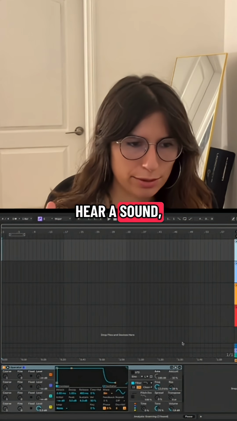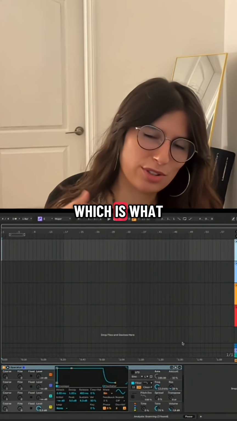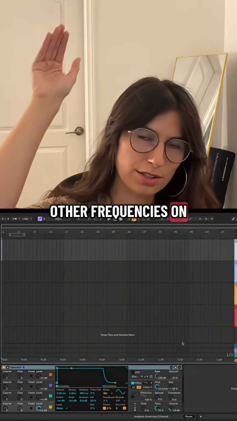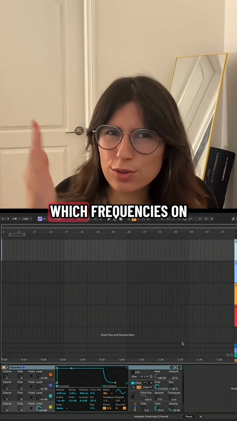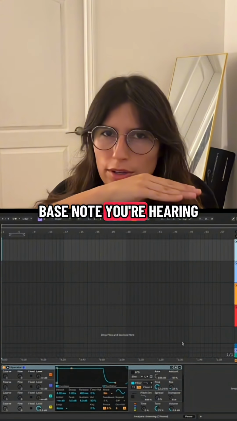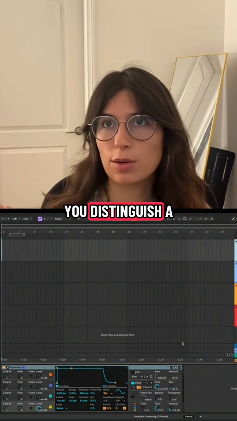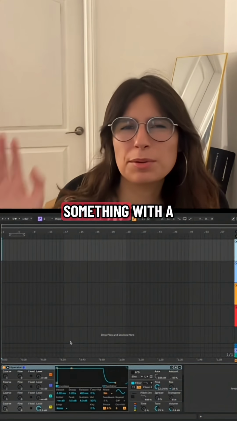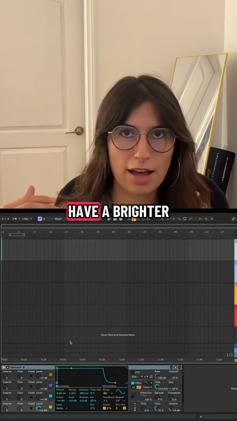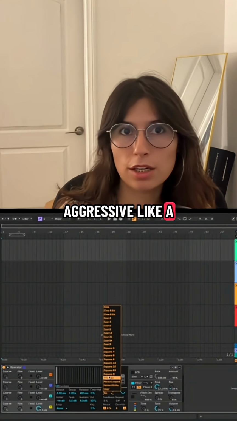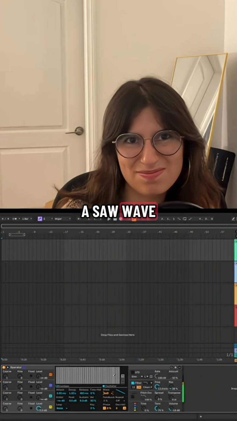Normally when you hear a sound, you're hearing a bass frequency, which is what you identify as its note, and you're hearing a lot of other frequencies on top of it a lot quieter. Which frequencies on top of that bass note you're hearing will dictate what we call the timbre of the sound. It's what helps you distinguish a piano from a trumpet. Something with a lot of higher frequencies is going to have a brighter sound to it. It's probably a little bit more grating, a little more aggressive, like a trumpet or say a saw wave.